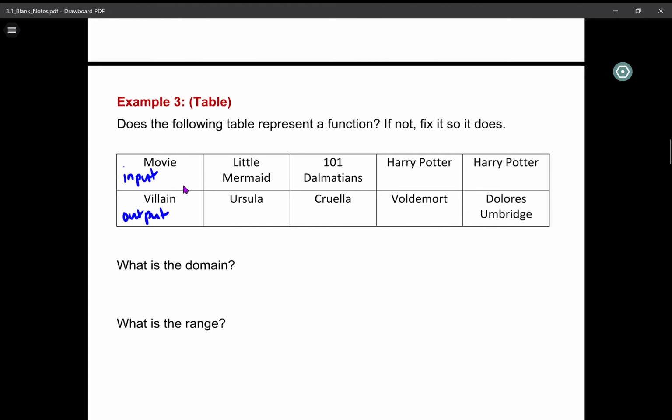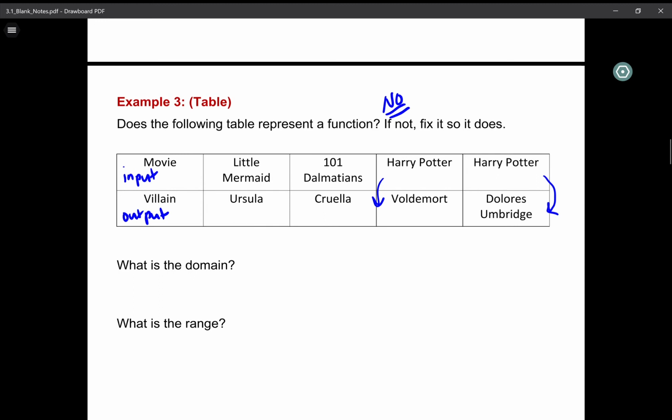All right, well, I hope you guys are back from pausing the video. As you can see, it's not a function. So does this table represent a function? No. And why not? Because there's two choices for Harry Potter. Harry Potter could go to Voldemort, or Harry Potter could go to Dolores Umbridge, right? That's not going to be a function because we don't know if we're going to get Voldemort or Dolores Umbridge out when we push the Harry Potter button.